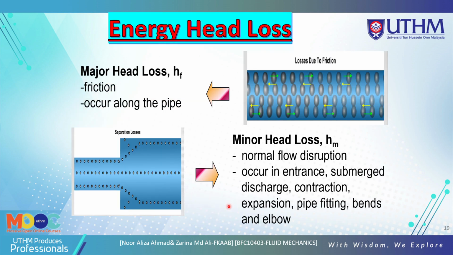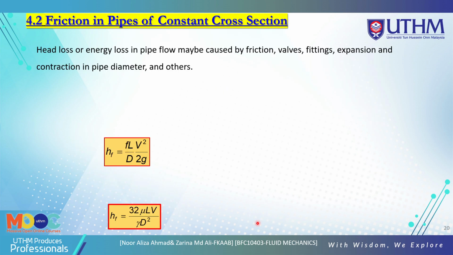Now the major head loss. Head losses can include minor losses or major losses. Major head loss HF is called the friction head loss, which occurs along the pipe. Minor head loss, HM, is normal flow disruption that occurs at entrance, submerged discharge, contractions, expansion, pipe fittings, bends, and elbows. So this is the concept for friction in pipe.